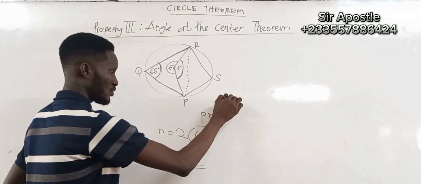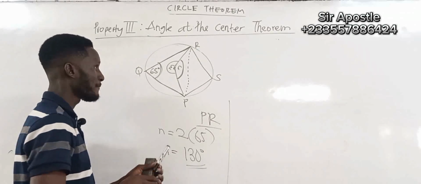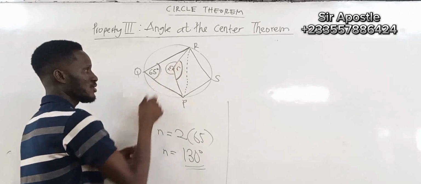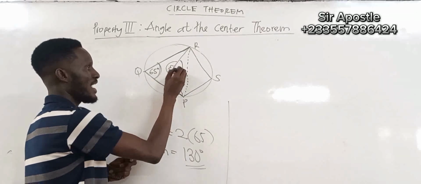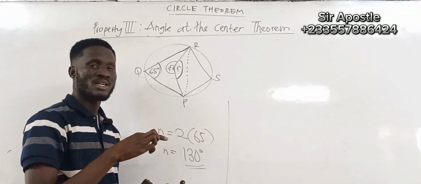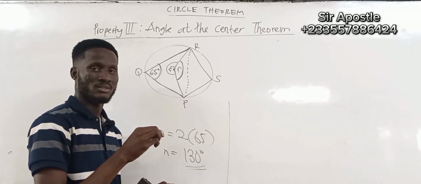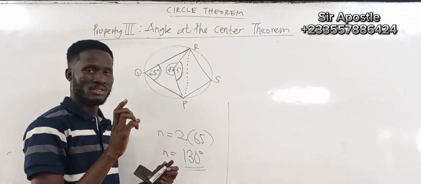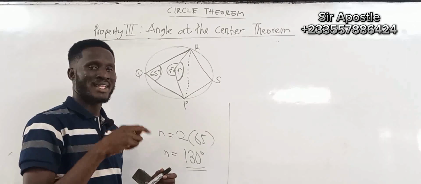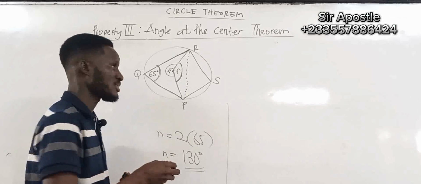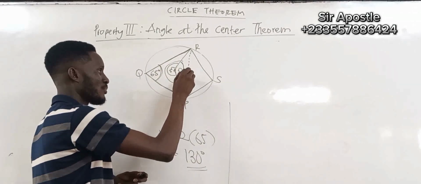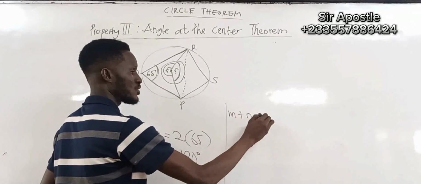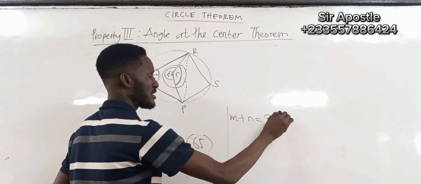Now, let's look at this one too. How can we solve for the M? Looking at the M, these two angles, N and M, are angles at the center of a circle. But how do we call it when we come to plane geometry? It is angle at a point. And we learned that angles at a point add up to 360 degrees. So it means that M plus N is supposed to give us 360 degrees.